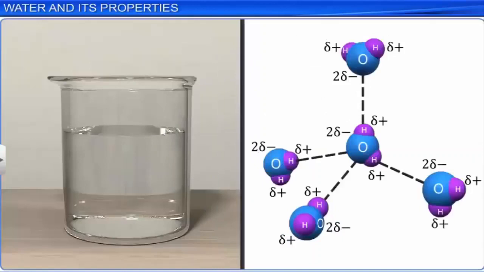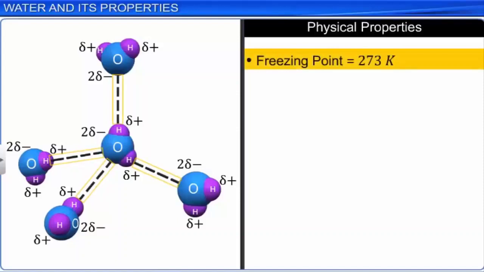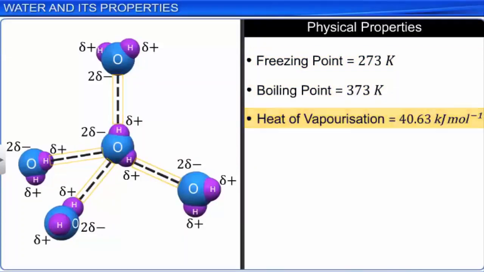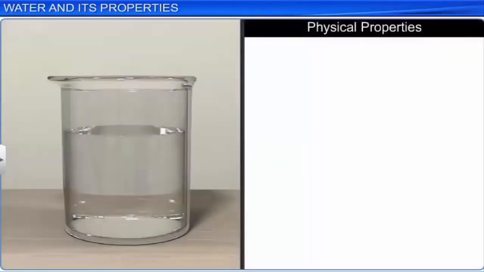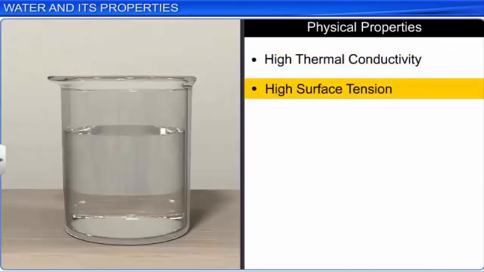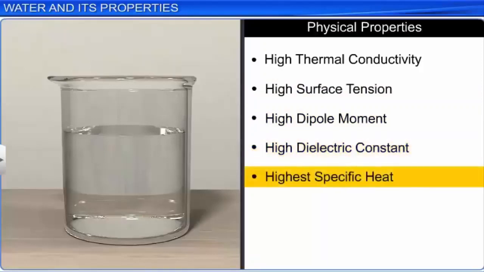Water has strong hydrogen bonding in its molecules and, therefore, exists as associated molecules. Due to the presence of extensive hydrogen bonding in its molecules, water has a high freezing point, a high boiling point, a high heat of vaporization, and a high heat of fusion in comparison to hydrides formed from other group 16 elements, like H2S and H2Se. In comparison to other liquids, water has high thermal conductivity, surface tension, dipole moment, and dielectric constant respectively. And also, it has the highest specific heat.